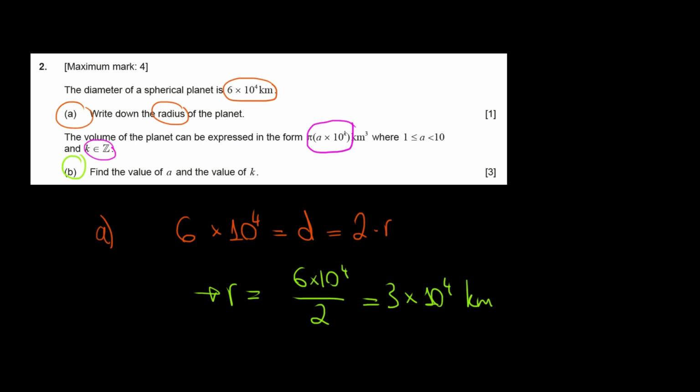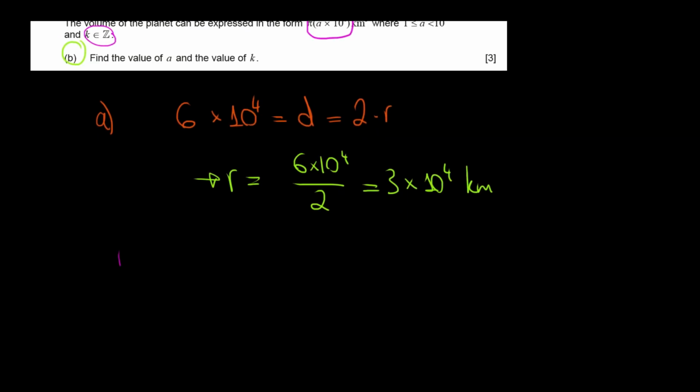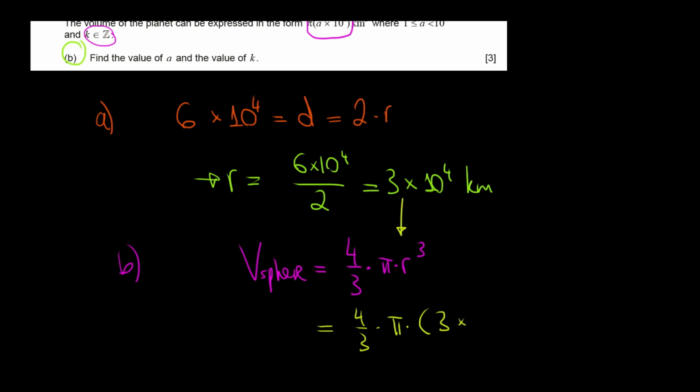Well, since we have a spherical planet, meaning the shape is a sphere, we know that there is a volume of a sphere formula, which is going to be 4 over 3 times pi times r cubed. Now let's plug all the relevant numbers and work this out. 4 over 3 times pi times bracket, substitute the radius over there, which is 3 times 10 to the power 4, to the power 3.